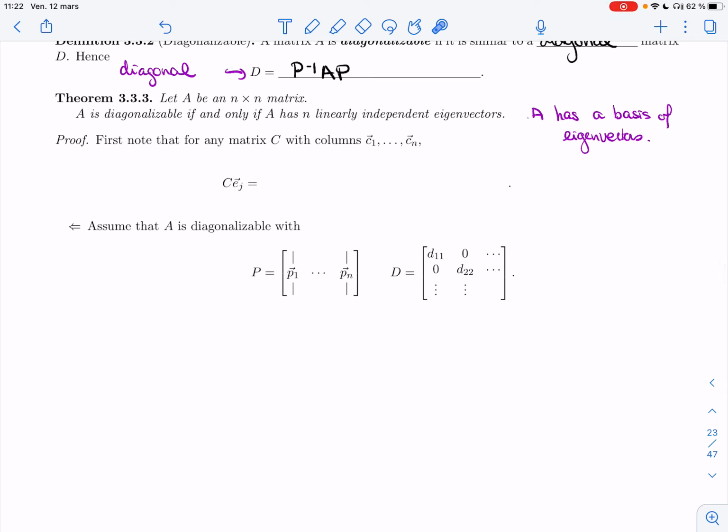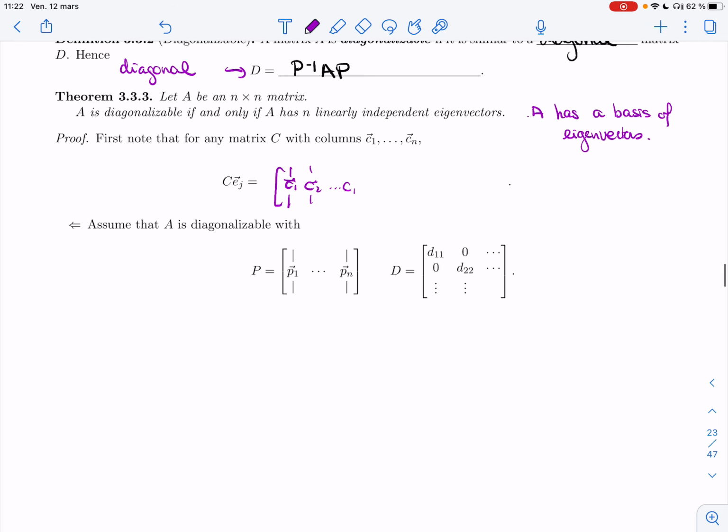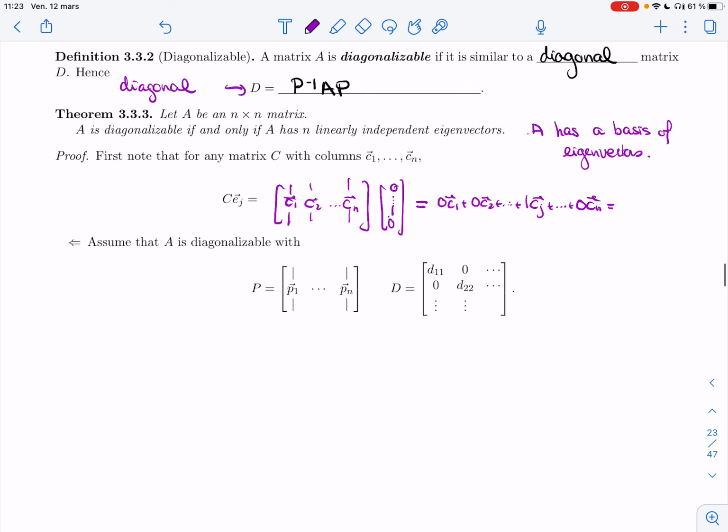All right, so let's do this in general. One thing I'll need is first note that if any matrix C has columns C1, C2, up to Cn, and I multiply it by Ej, then I'm going to get 0 times C1 plus 0 times C2, and I'm going to get just 1 times Cj. And so multiplying a matrix by one of these standard basis elements just gives you one of its columns.